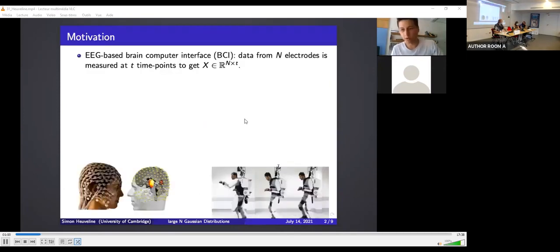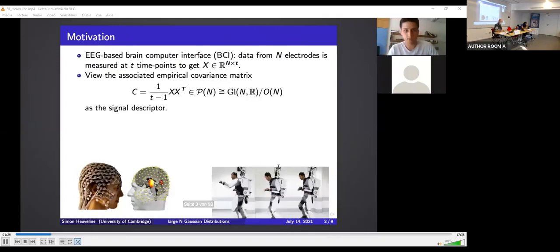So here, before going into the details, I would like to start with some motivation. In the context of EEG-based brain-computer interface, one usually considers data from n electrodes, which are attached to a subject's head, and then one measures data from n electrodes at t discrete time points, which gives you an n by t matrix, which is of course way too big a priori. So as the signal descriptor, one usually considers the associated empirical covariance matrix, basically x times x transposed. And it's not hard to see that this matrix is symmetric and positive definite.